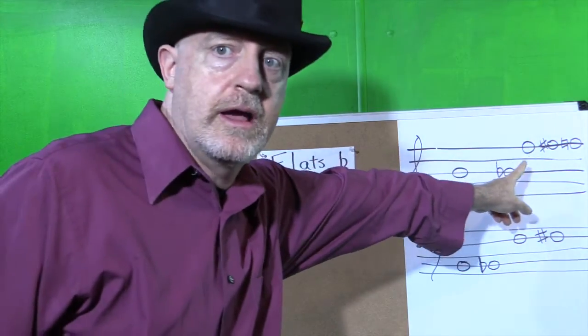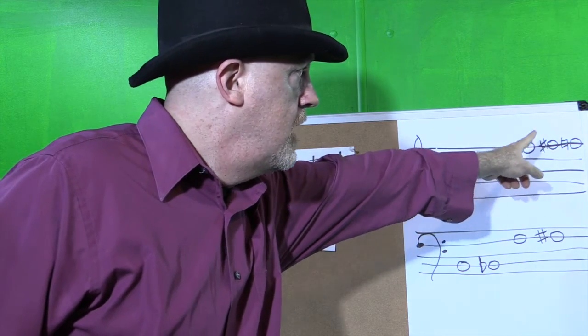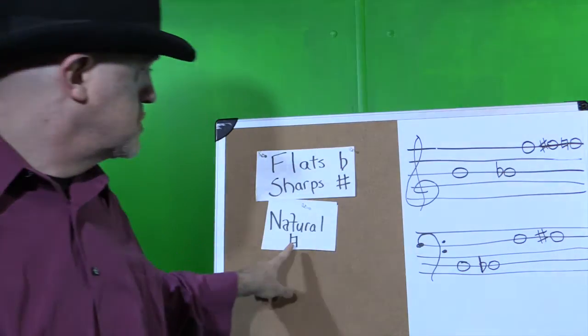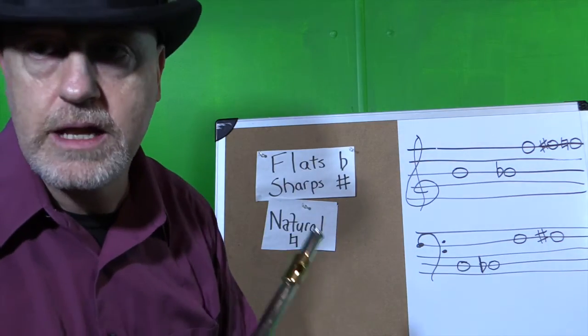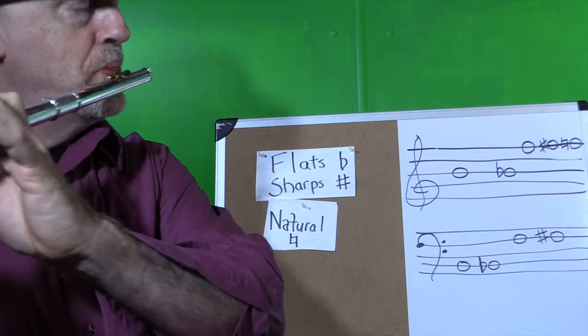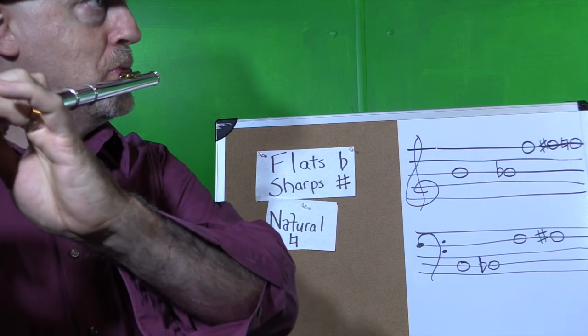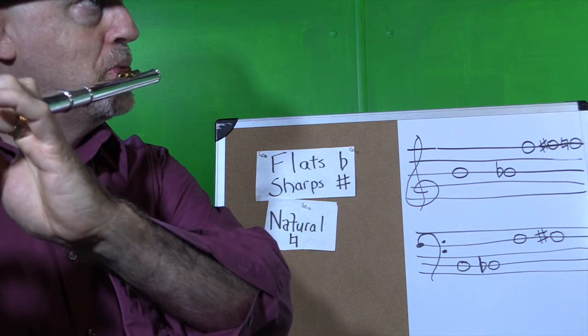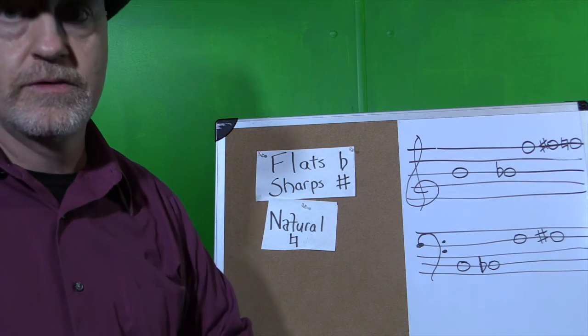So if you look here, I have F natural, F sharp, and then the natural sign turns it back into F natural. So check this out. I'm going to play all three of those notes. So there you go.